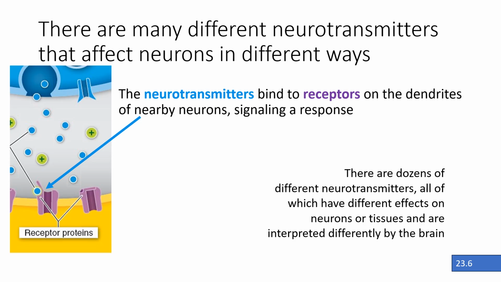It may cause that neuron to start generating an action potential, which can then travel down the axon, release neurotransmitters, and send the signal to the next neuron. Or those neurotransmitters might cause some other response, such as binding to receptors in muscle tissue, causing the muscle to contract, or to a gland, causing it to release a hormone. There are dozens of different neurotransmitters in the human body. Each one has different effects on the neurons or tissues and are interpreted differently by the brain.